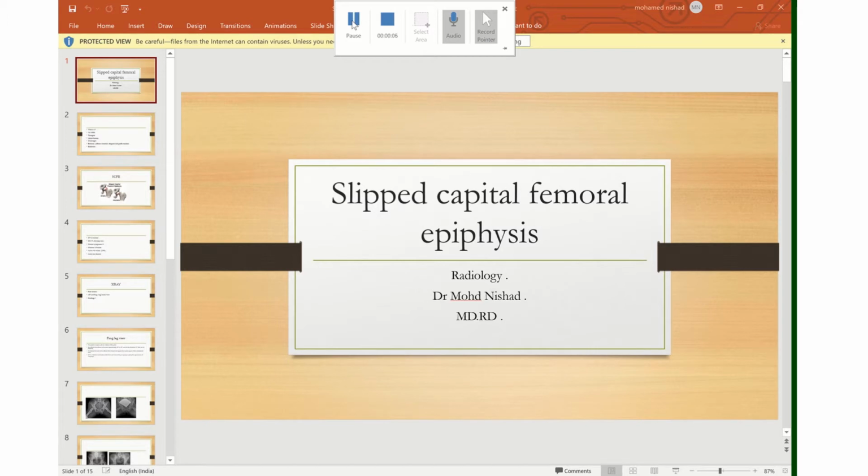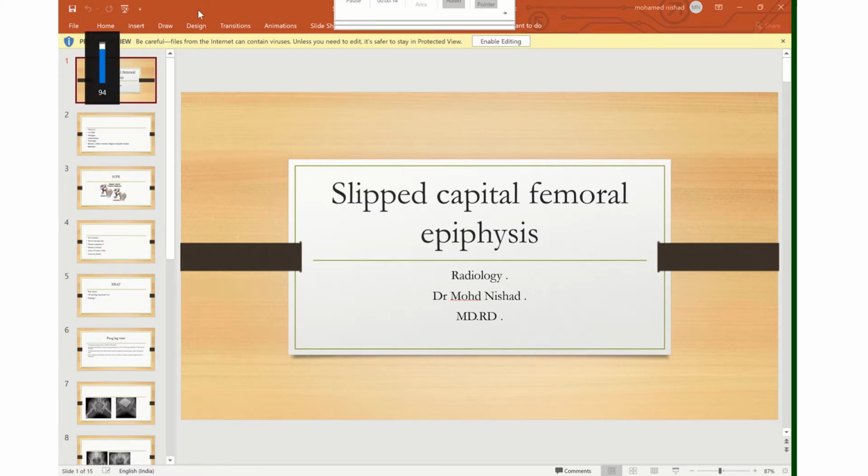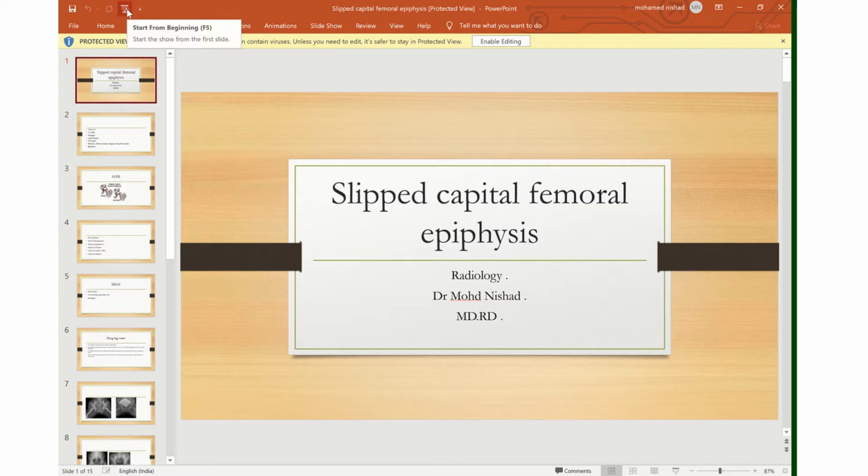I'm a radiologist. Today, I would like to talk about slipped capital femoral epiphysis. So, first we describe the condition. What is it? What is meant by slipped capital femoral epiphysis?